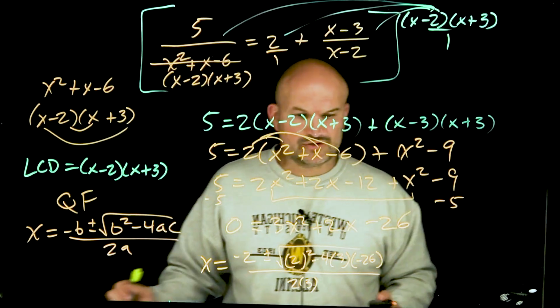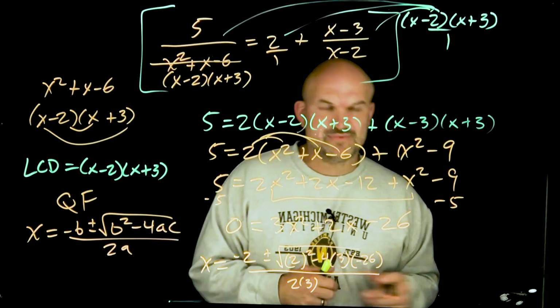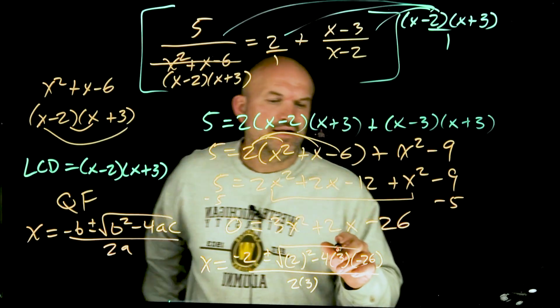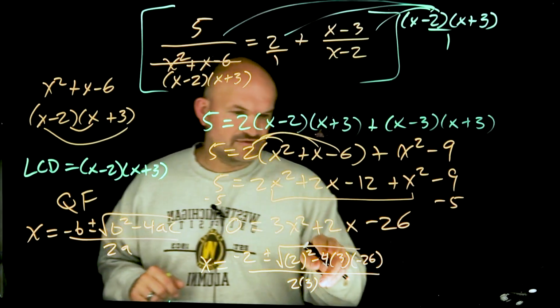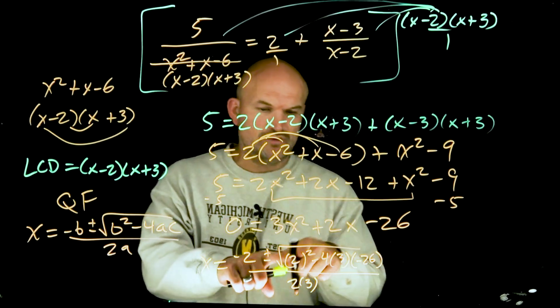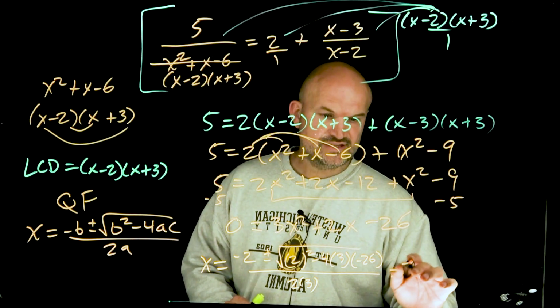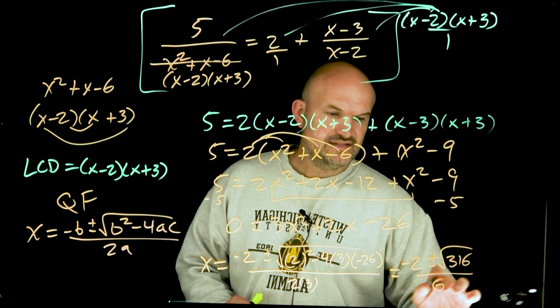I have 4 times 3, which is going to be 12, and negative 12 times negative 26. So 12 times 20, that's going to be 240. And then 12 times 6 is going to be 72. So therefore, I have 240 plus 72 is going to be 312. And then plus 4 is going to be 316. So therefore, this is negative 2 plus or minus the square root of 316, divided by 6.